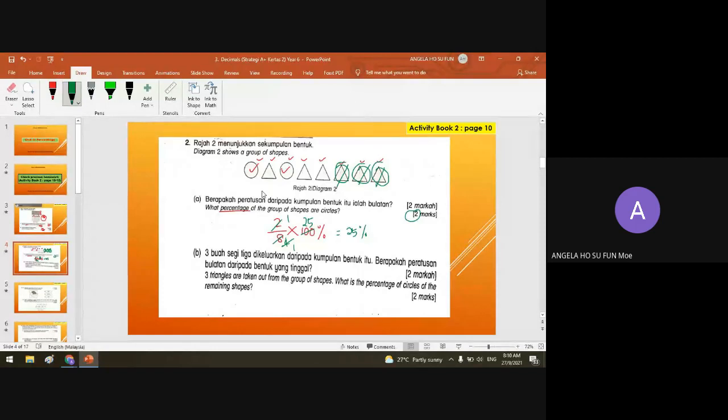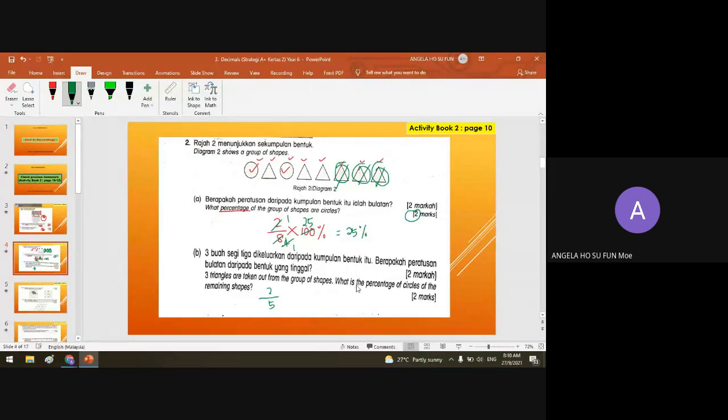So you left how many shapes in this group? 1, 2, 3, 4, 5. There are 2 circles and 3 triangles, right? So they ask you now again, after you have taken out these 3 triangles here, what is the percentage of circles? Circles, there still remain 2. So what I'm going to do is 2 over, now how many shapes? There are 5. Why? They have already no more 8 because 3 have taken out. So left 5 only, 3 triangles and 2 circles.